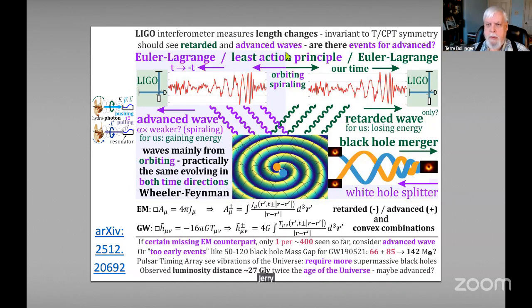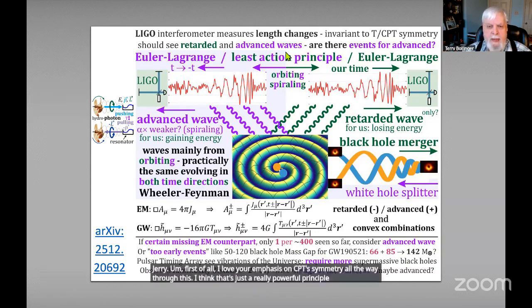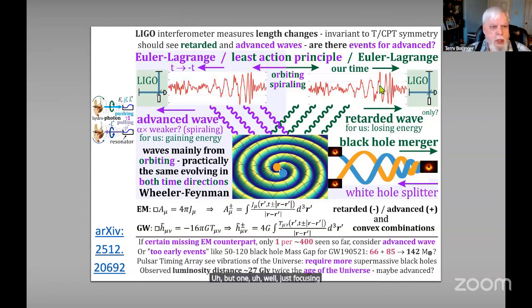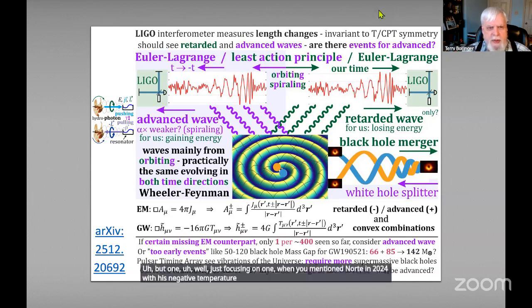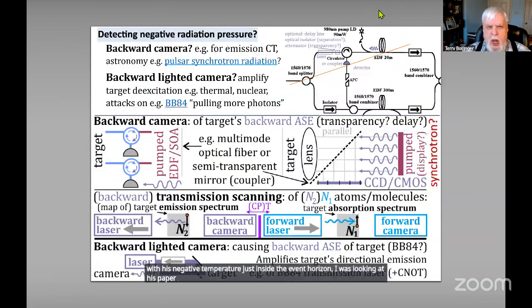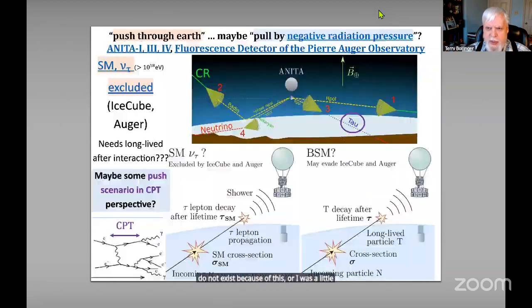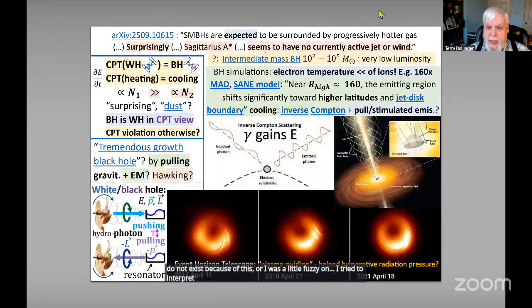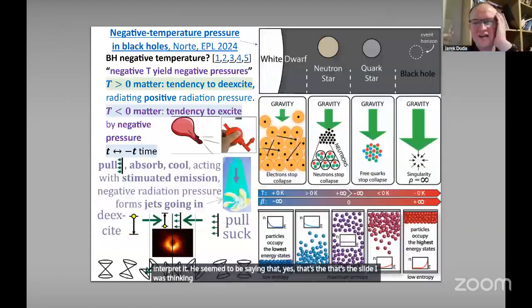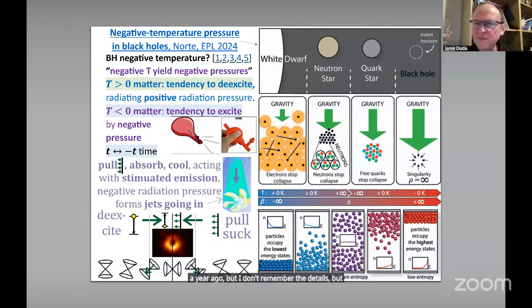First of all, I love your emphasis on CPT symmetry all the way through this. I think that's a really powerful principle, and I could think of dozens of questions to ask on individual slides. But just focusing on one: when you mentioned Norte in 2024 with his negative temperature just inside the event horizon, I was looking at his paper. Is he arguing that singularities do not exist because of this? I tried to interpret it. I read it a year ago, but I don't remember the details. But here's his main diagram.